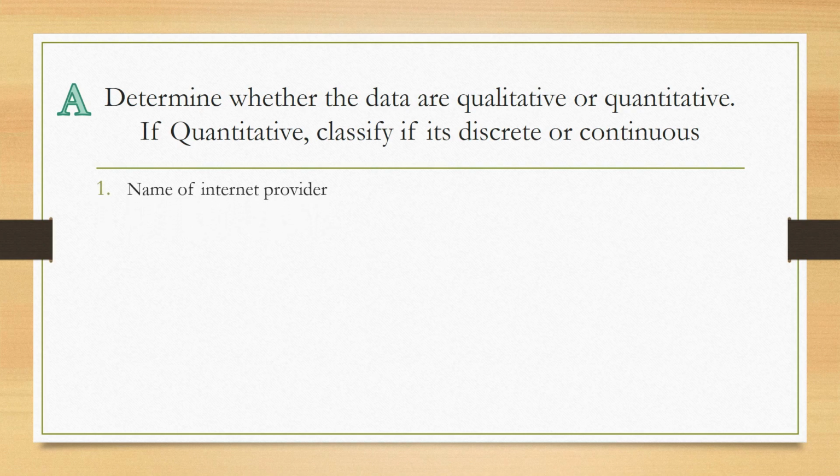Number 1, name of internet provider. You will only list the providers, say for example, Globe and PLDT. Therefore, this is a qualitative data. Number 2, text messages sent in a week. I believe there are no categories with this one. Probably we are going to count the number of text messages. Therefore, we can qualify this as quantitative data. And we are counting the text messages sent in a week. Therefore, this is discrete data.